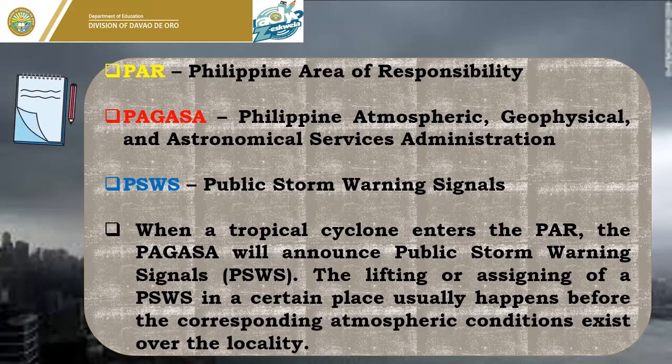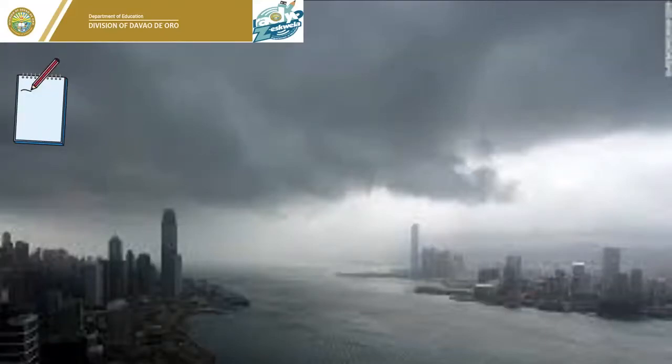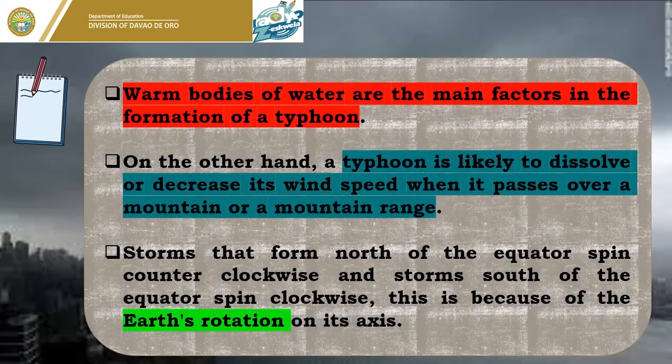PSWS, or Public Storm Warning Signals. When a tropical cyclone enters the PAR, PAGASA will announce public storm warning signals. The lifting or assigning of public storm warning signals in a certain place usually happens before the corresponding atmospheric conditions exist over the locality. We also discussed different factors affecting the formation of a typhoon, one of which is the bodies of water. Warm bodies of water are the main factor in the formation of a typhoon. On the other hand, a typhoon is likely to dissolve or decrease its wind speed when it passes over a mountain or a mountain range. Storms that form north of the equator spin counterclockwise, and storms south of the equator spin clockwise, and this is because of Earth's rotation on its axis.